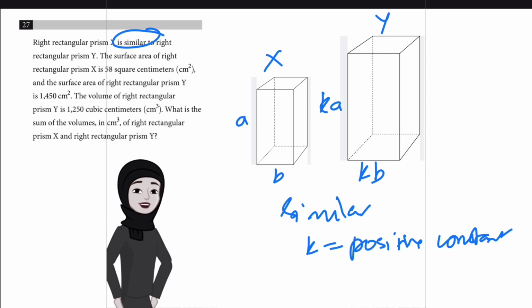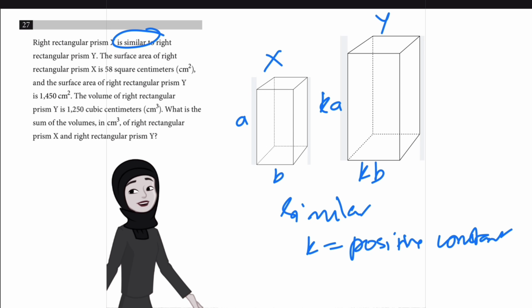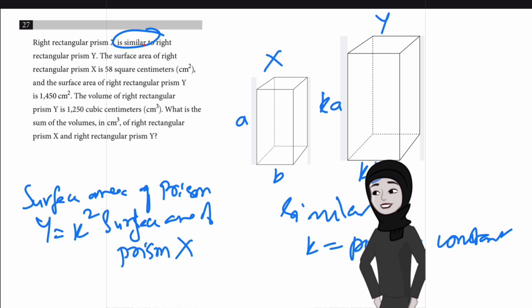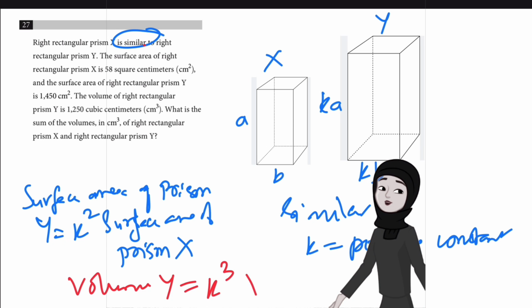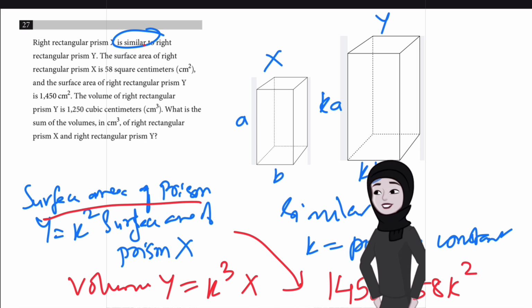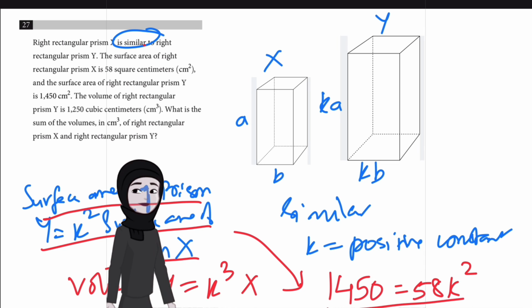Therefore, the surface area of prism Y is k squared times the surface area of prism X. Similarly, the volume of prism Y also will be k cubed times the volume of prism X. Now, what other information is given? It's given that the surface area of prism Y is 1450 square centimeters and the surface area of prism X is 58 square centimeters. So surface area of prism Y is equal to k squared times surface area of prism X. We can use that and form an equation.